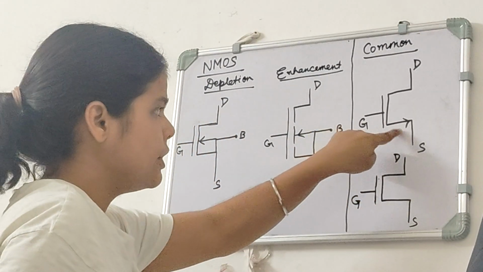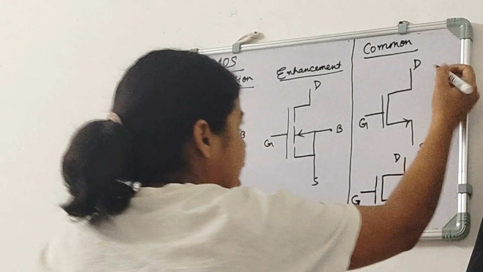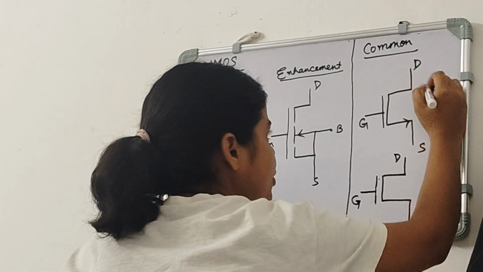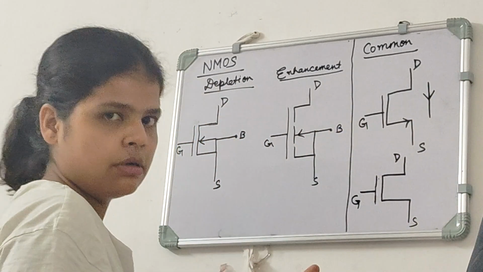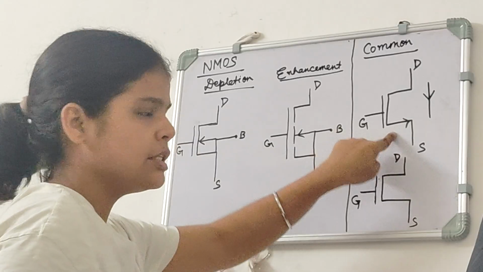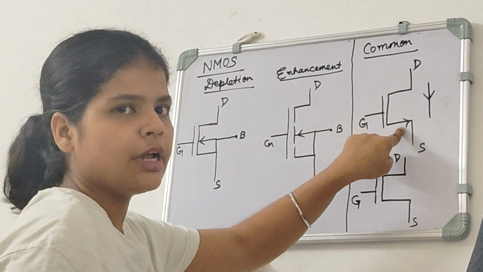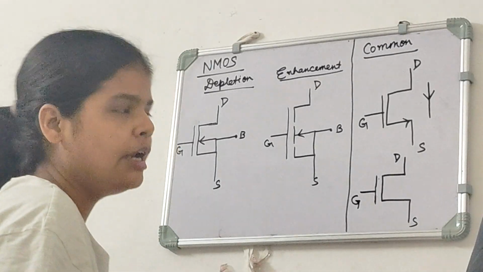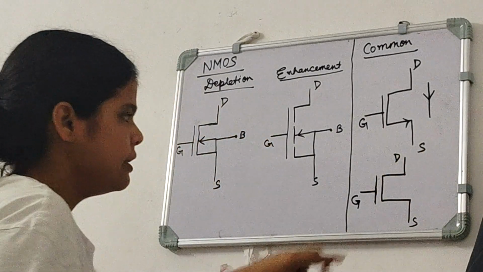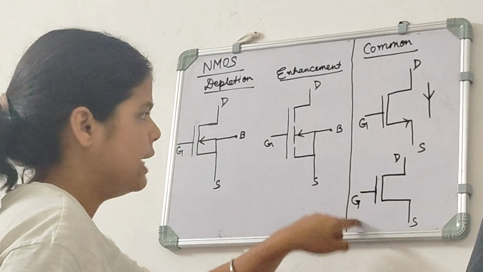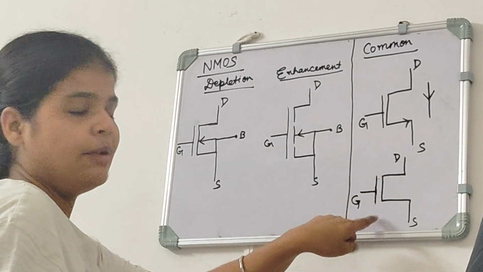So here this arrow represents the direction of current. In NMOS, our direction of current is from drain to source. So this arrow represents that direction of current. But this is just a symbol. We can't rely on this arrow for the direction of current. We have to find out the direction of current whenever it is asked. And here it is just gate terminal, drain terminal, source terminal without any arrow. This is the symbol for NMOS.